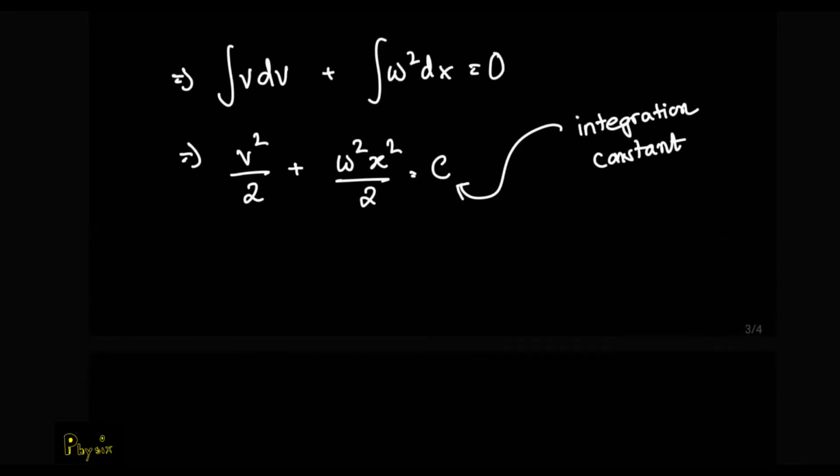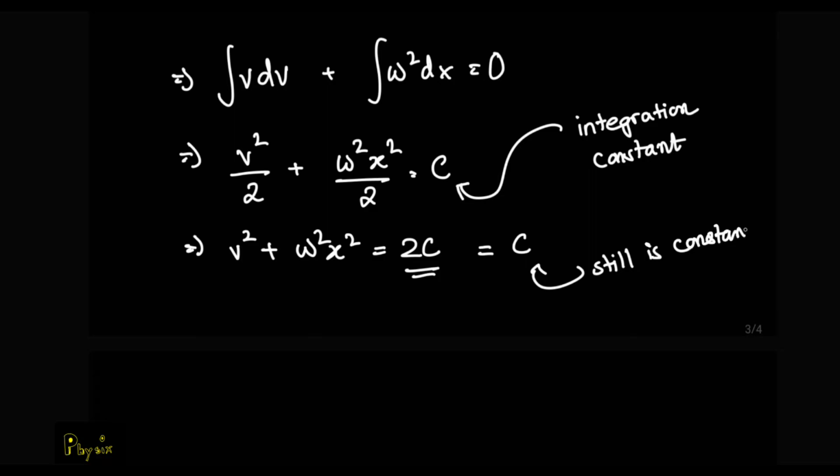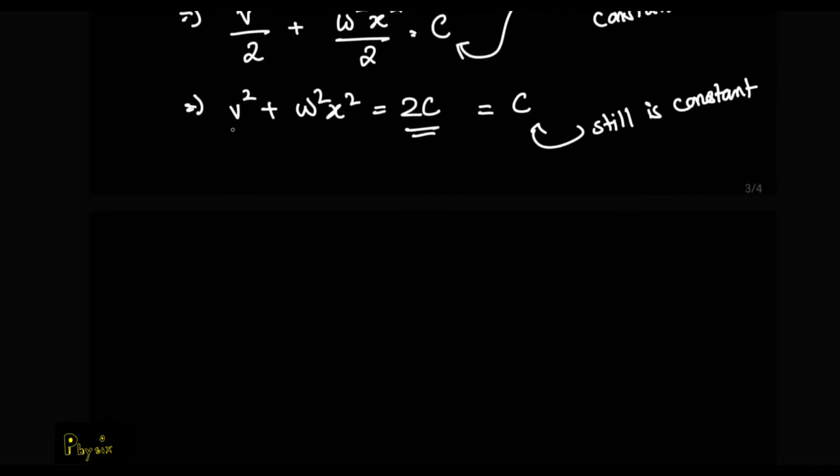Now, if we do some further algebra, we could write the other parts down as, now you see 2c over here is still a constant, so we can term this as c in and of itself because it still is a constant. Alright, now you see this velocity v over here can again be written down as (dx/dt) whole term squared plus omega squared x squared is equal to c.